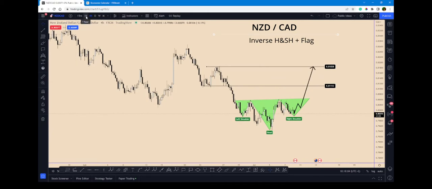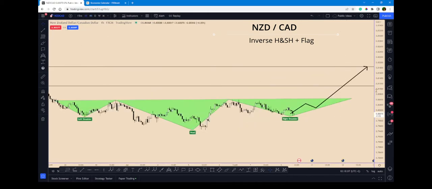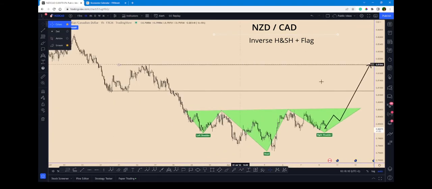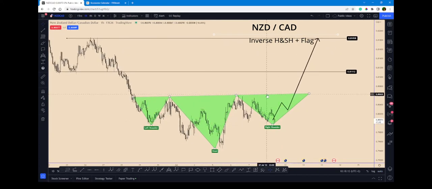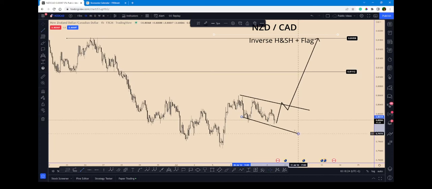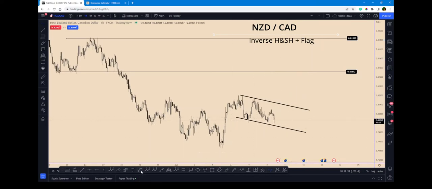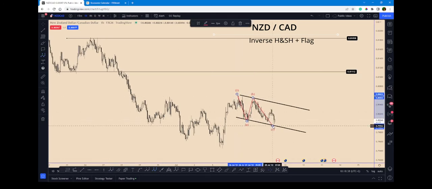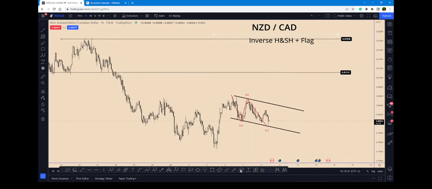What is really interesting is that if I'm going to break this down on New Zealand CAD on a lower time frame, we are going to see also another potential pattern. I'm going to delete it, and we are in this type of flag pattern or triangle pattern, you can call it however you want, because the price can develop up to the lower part of the structure. So we can see a type of ABC movement as correction. This has high probability of happening, but we need to trade only after the Canadian employment data.